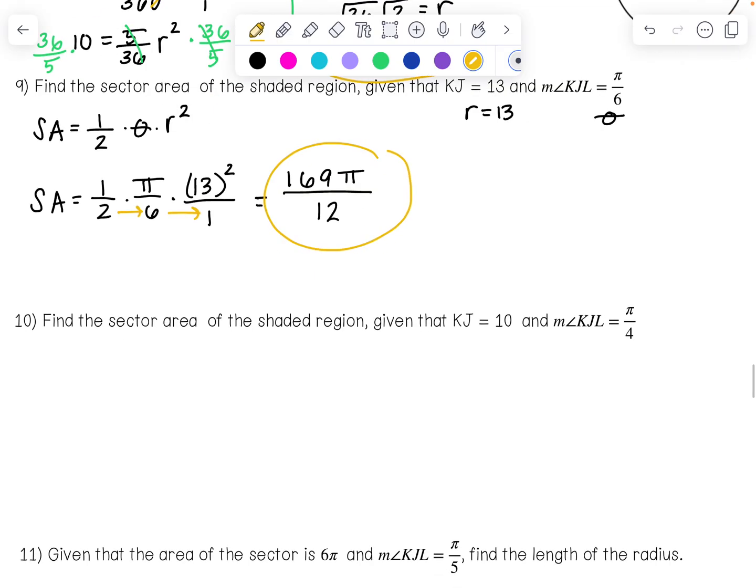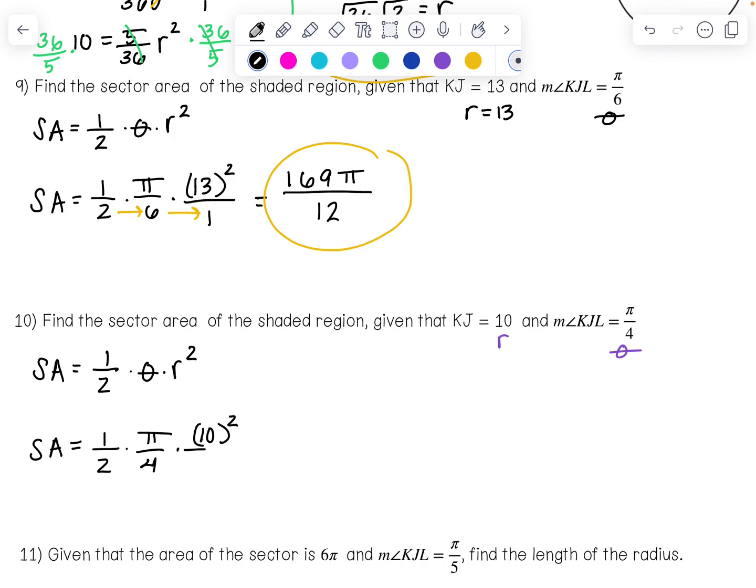So in number 10, they're telling me that my radius KJ is equal to 10, and they're telling me that my theta value is pi over 4. Okay, so I'm going to write my formula, and then I'm going to plug into my formula. And I'm writing the wrong formula there. Okay, so 1/2 times theta times r squared. Okay, so my surface area is 1/2 times pi over 4 times 10 squared over 1.